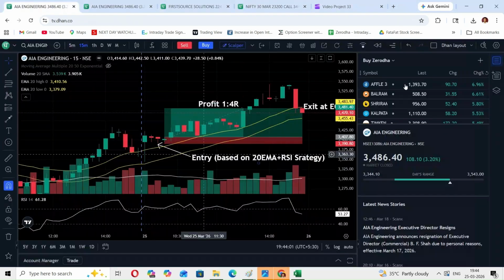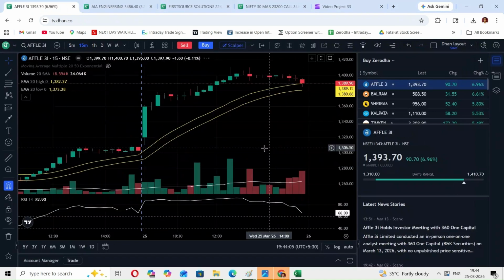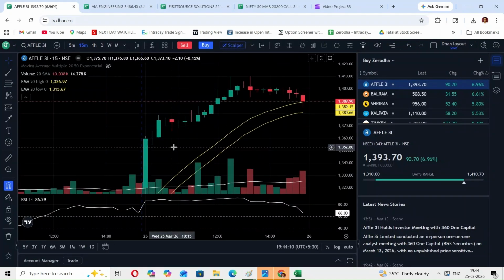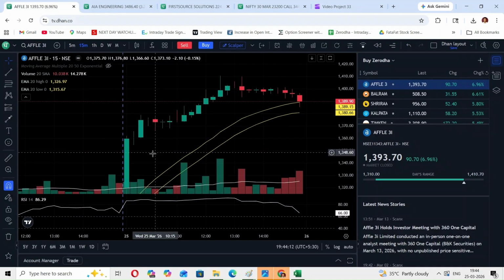So let's see some stocks out of that, how that particular strategy worked beautifully here today. See here what happened. This is an FL stock. Here if you see this red candle form and the RSI value is 60.29.